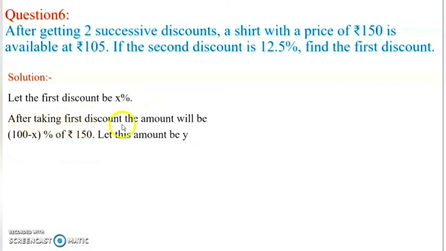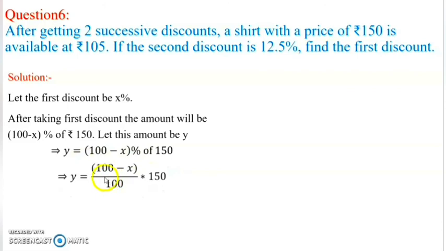So after taking the first discount, the amount will be (100 minus X)% of rupees 150, and this I will denote by Y. This amount I cannot find right now because I don't know the value of X, and that is what is asked to be found. So Y equals (100 minus X)% of rupees 150, and to convert it into actual value, this will be (100 minus X) upon 100 into 150. So this is the amount the buyer has to pay after taking the first discount.